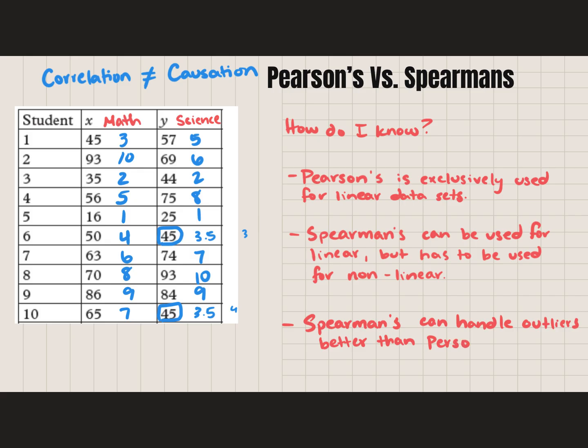So if you know there might be outliers in your data set, for example, in this data set, that 16 could be considered an outlier for one of our ranges, and maybe that 25 as well. It would really be best to graph it on a scatter plot and see if there are any really abnormal points before we decide on any outliers. But if that were an outlier in my scatter plot, then I would likely use Spearman's instead of Pearson's, just because it won't be as thrown off.